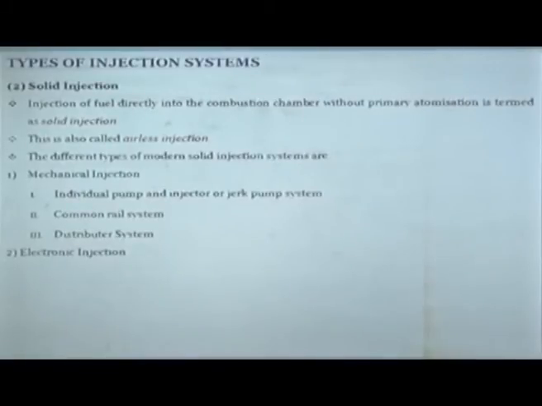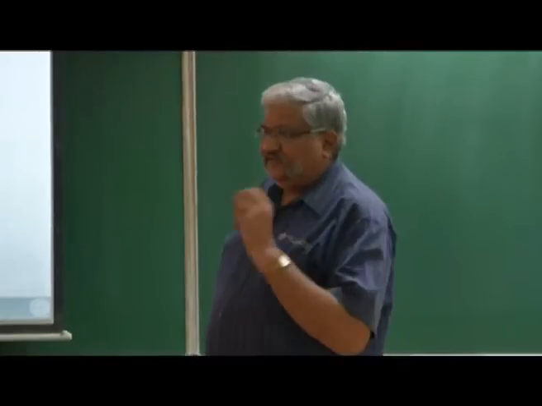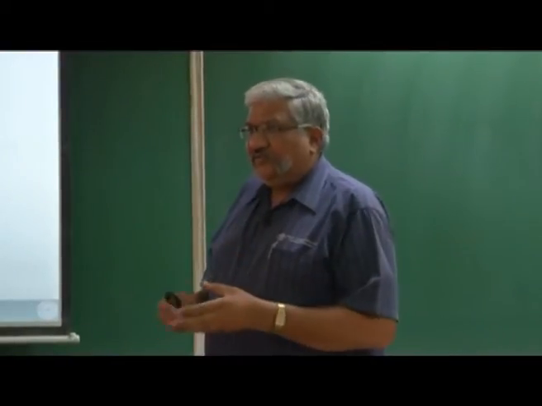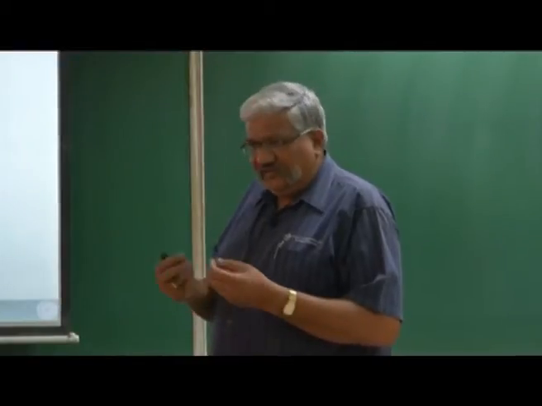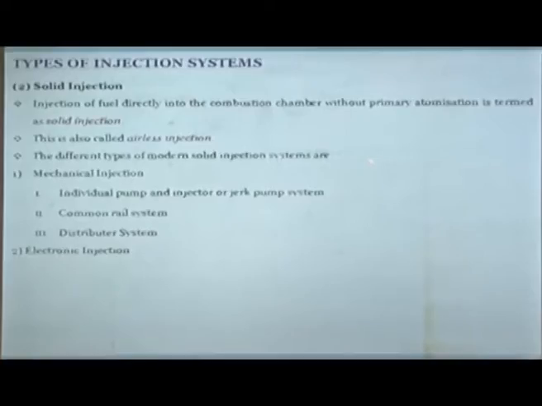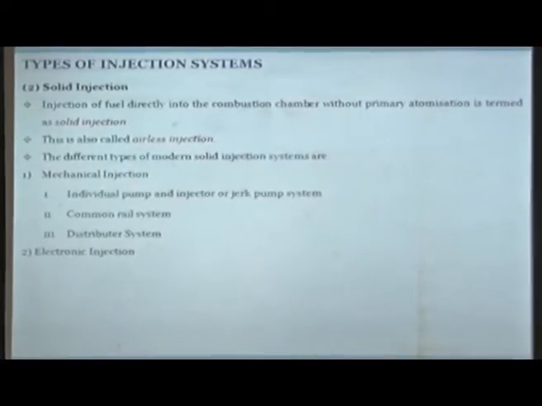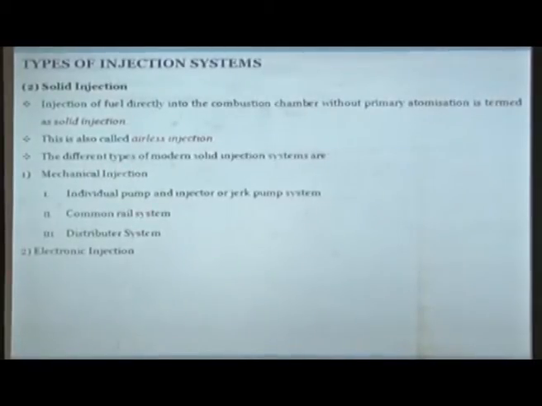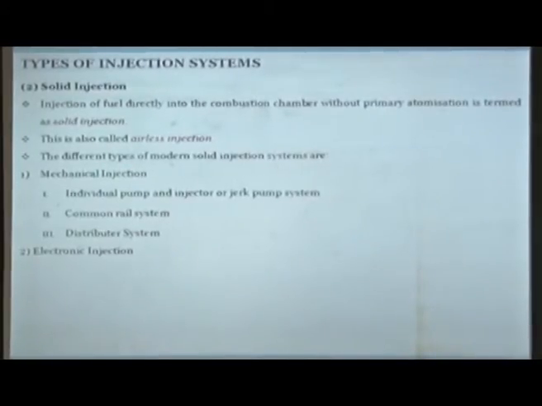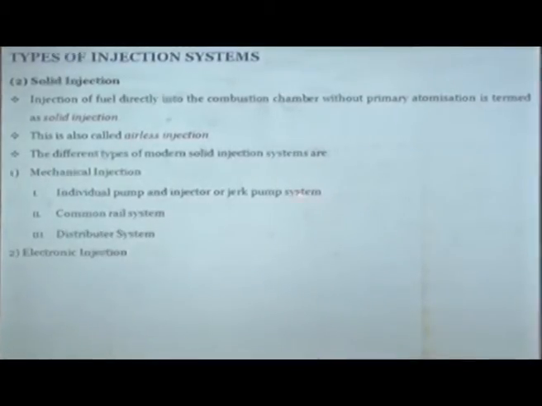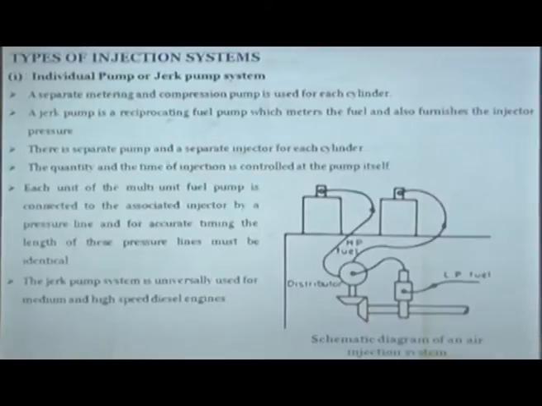How small? About 100 microns, almost as thick as your hair. You apply very high pressure, the fuel flows through it, and when it comes out into the open environment, which is at a relatively lower pressure, spray formation and atomization happen. There are different types of modern solid fuel injection systems: mechanical systems and electronic systems. As I said, there are three main mechanical systems: the individual pump system, also called the jerk pump system, then the common rail system, and then the distribution system.